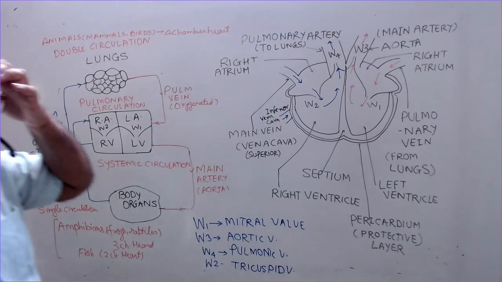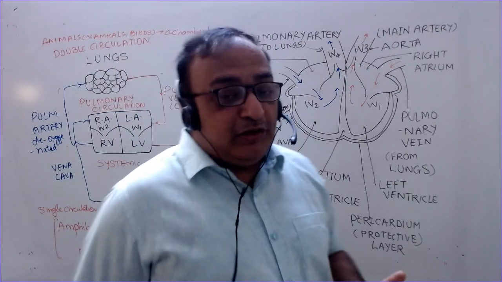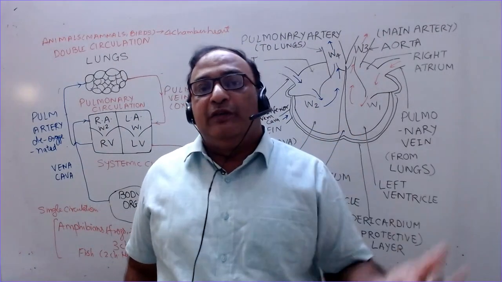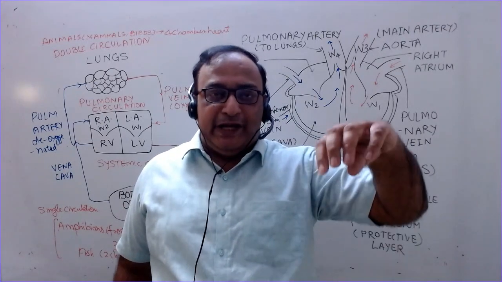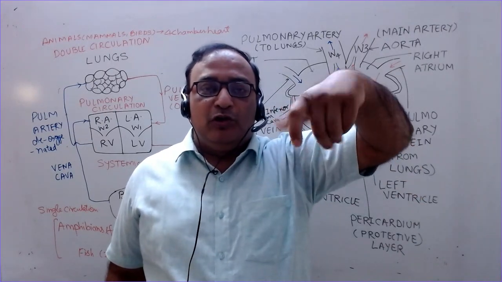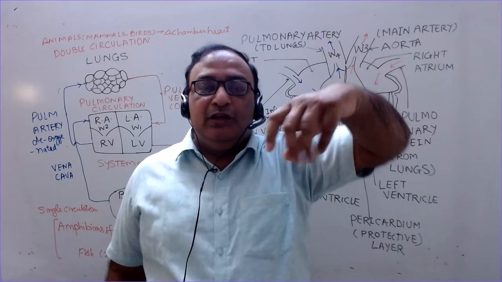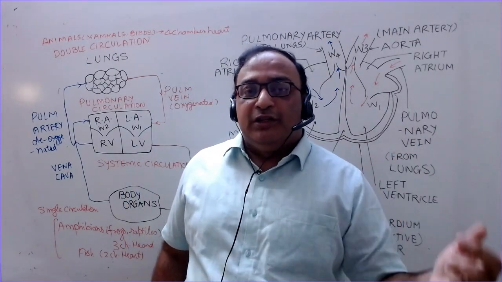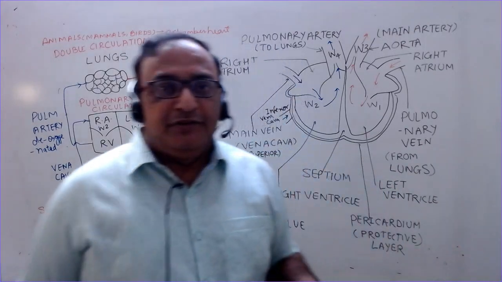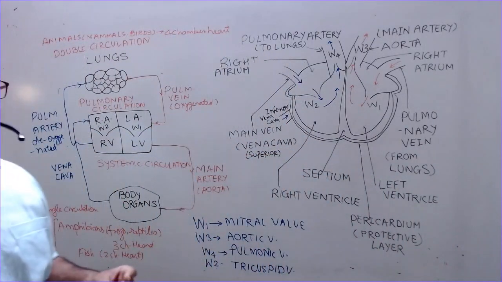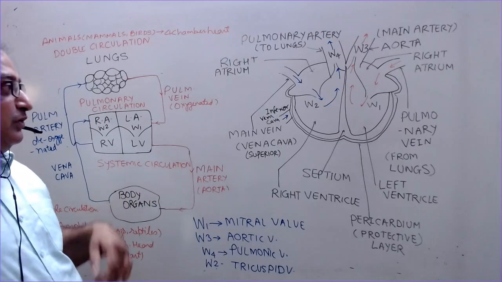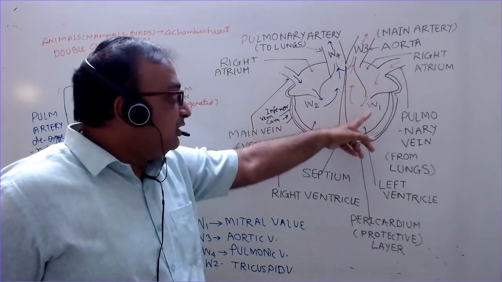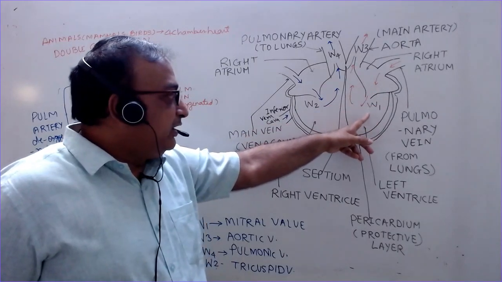What is the purpose of these valves? A valve is a structure which allows the flow in only one direction. Like you have the tap and the cork of the tap, you open it and close it, so water cannot flow back. Same is the purpose of valves here. It allows the blood to flow only in one direction, so that the blood does not mix up, otherwise there will be a problem for the heart. So through the mitral valve the blood enters from the atrium to the ventricle.